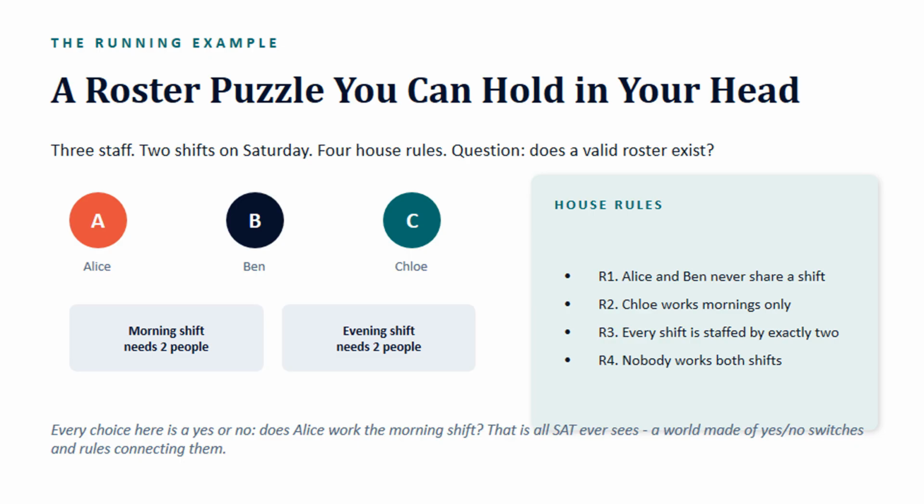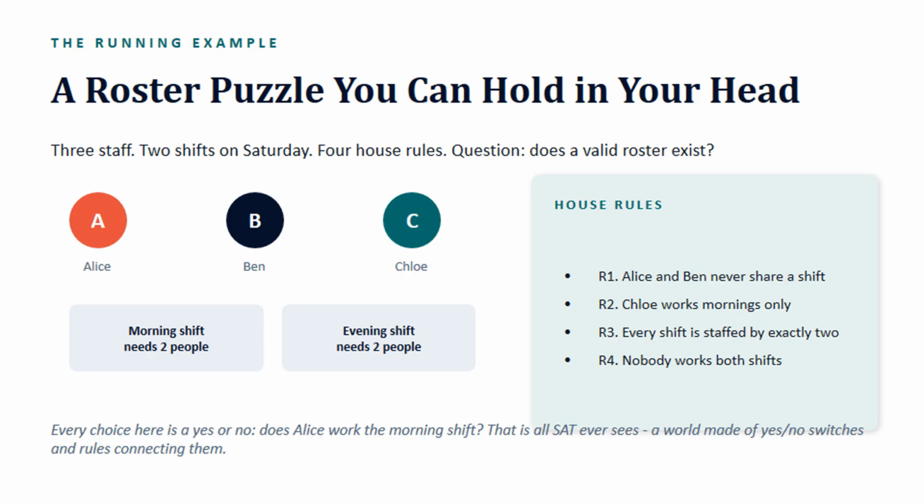Here is the puzzle. 3 staff members, Alice, Ben, and Chloe. 2 shifts on Saturday, a morning and an evening, and each shift needs exactly 2 people. Four house rules. Rule 1, Alice and Ben do not get along, so they never share a shift. Rule 2, Chloe has childcare in the afternoons, so she works mornings only. Rule 3, every shift is staffed by exactly 2 people, no more, no fewer. Rule 4, nobody works both shifts in one day. The question sounds almost trivial: does a valid roster exist?